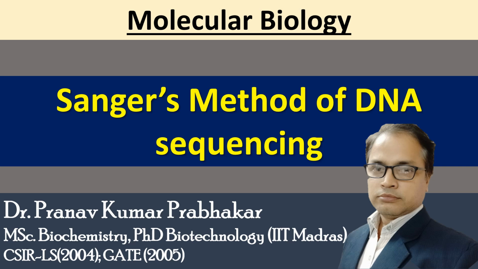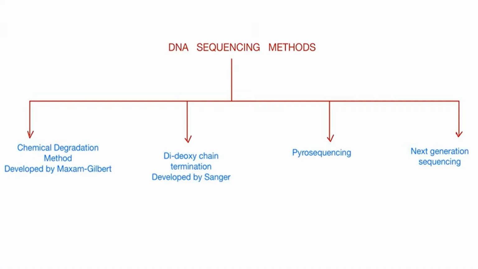We know that DNA is composed of 4 different types of nucleotides, that is adenine, thymine, cytosine and guanine. So here we are going to evaluate the arrangement of these 4 nucleotides in the DNA fragments. There are different methodologies for DNA sequencing. The first method is called the chemical degradation method, which was developed by Maxam and Gilbert. The second methodology is the dideoxy chain termination method, which was developed by Sanger, and today we are going to talk about the Sanger's method only.